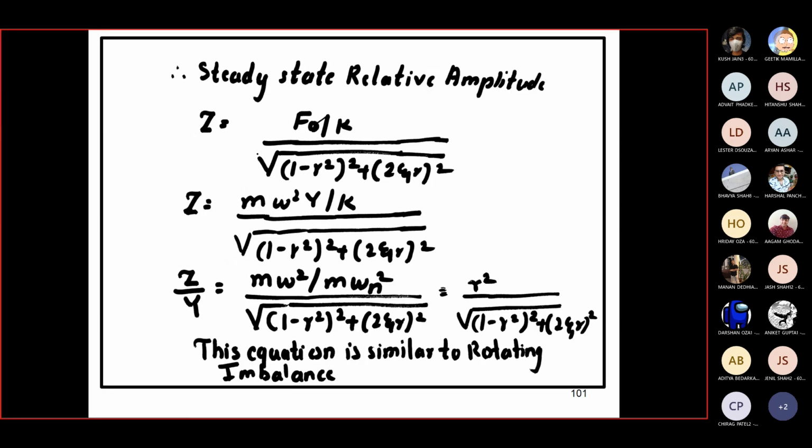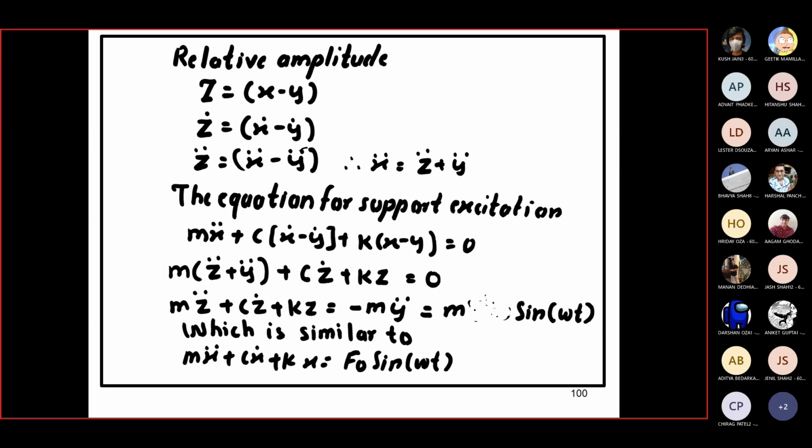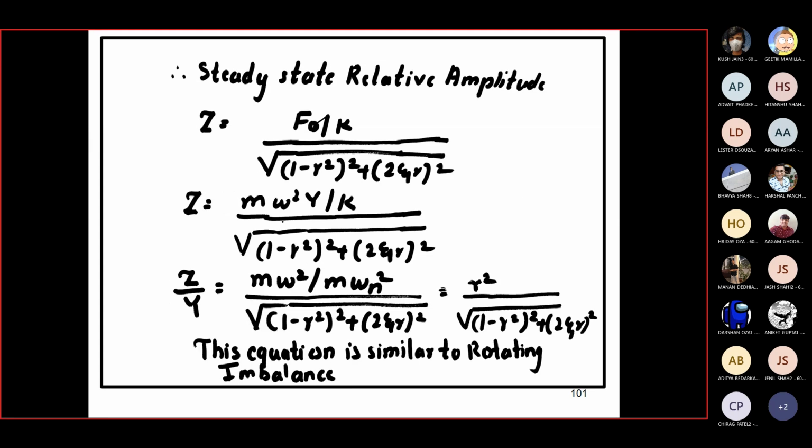So I can write z is equal to f0 by k again, divided by square root of 1 minus r square whole square plus 2 zeta r whole square. Where f0 is the coefficient of sine omega t, so that becomes m omega square y divided by k, which reduces to the form of r square upon square root of 1 minus r square whole square plus 2 zeta r whole square. And if you recall the equation for rotating imbalance, this equation is similar to the rotating imbalance equation.